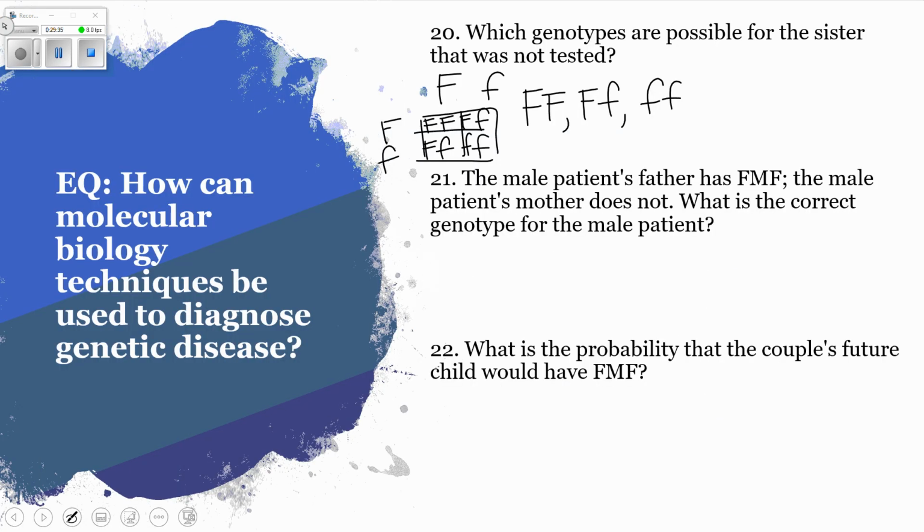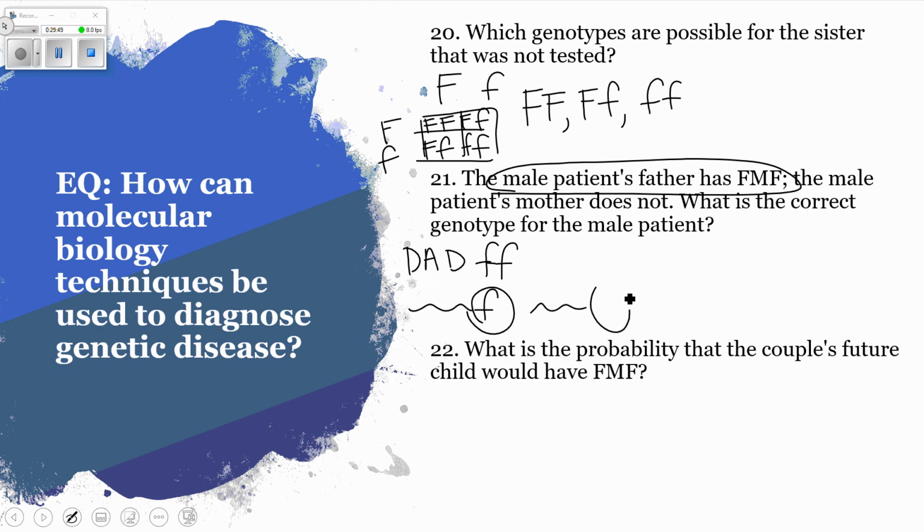So we have to think, it says that the male patient's father has it. That means his dad is little f, little f. If his dad is little f, that means the only sperm that he was capable of making was a little f. It said on the top, though, that the male doesn't have it. That means that his mom's egg had to give a big F. Because of that, his genotype, genetic makeup for the male patient is going to be big F, little f.